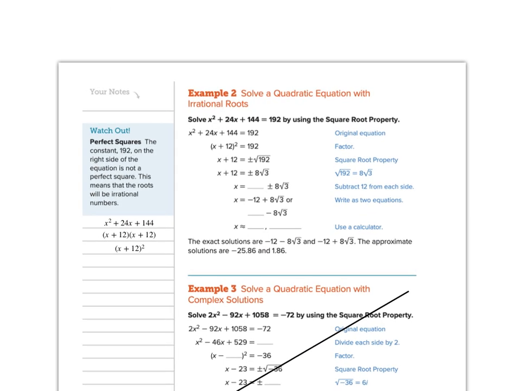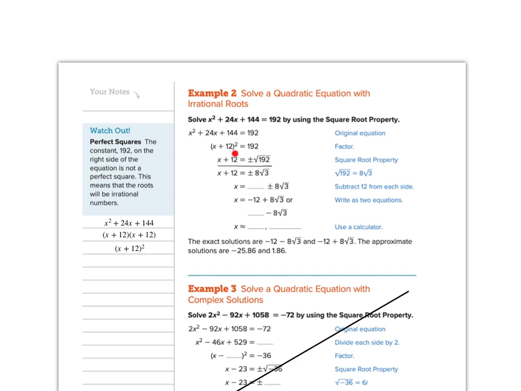Here we're doing the same thing with irrational numbers. Now, irrational numbers, we're going to get to this point because simplifying the radical, we're going to need practice. But here we do have a perfect square over here. 12 times 12 is 144. 12 plus 12 is 24. So we know we have x plus 12 squared. And there you go. I factored it for us so we could see it.